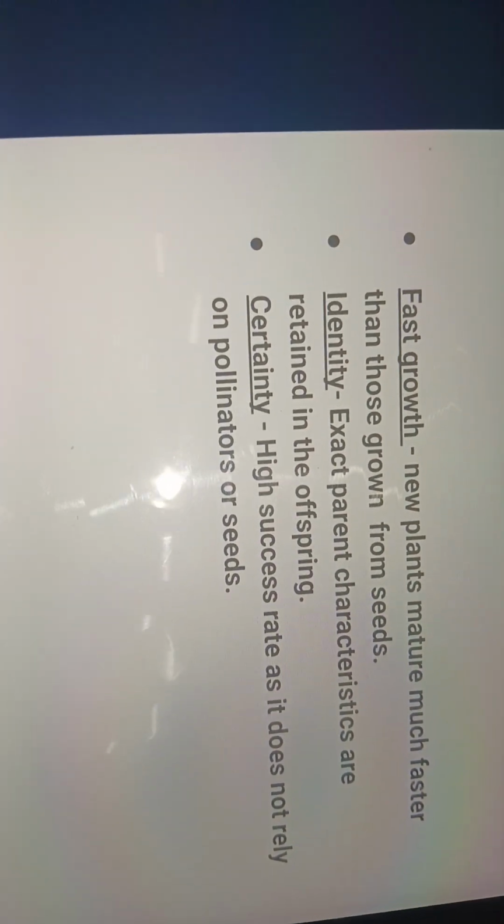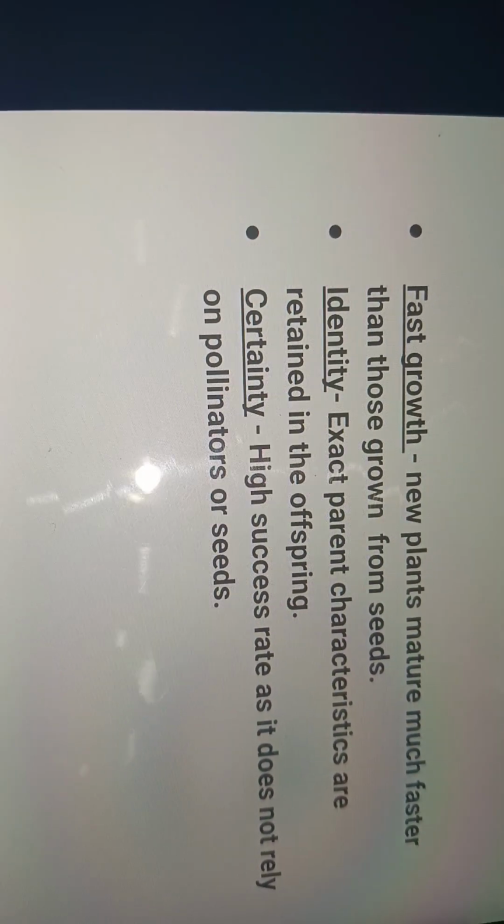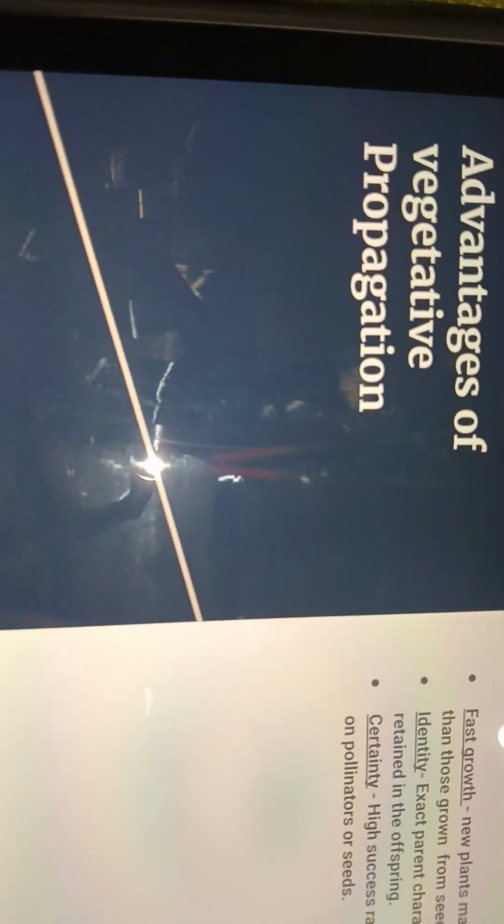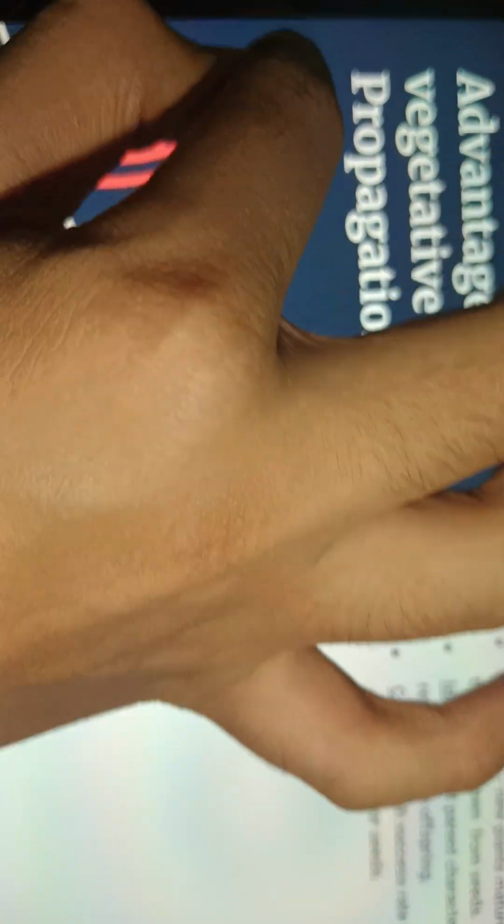Then identity, exact parent characteristics are retained in the offspring. This is the advantage. Yes, the characteristics of a parent, suppose this is a hibiscus, so the offspring of it will also have the exact parent properties.